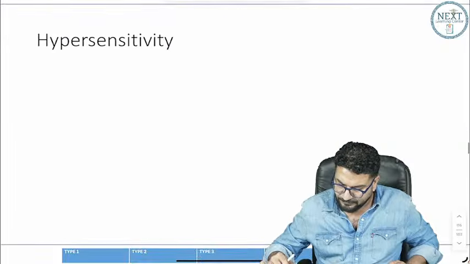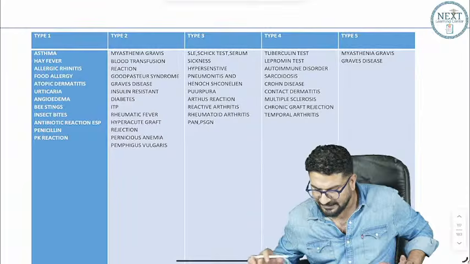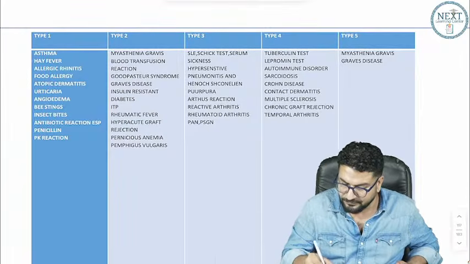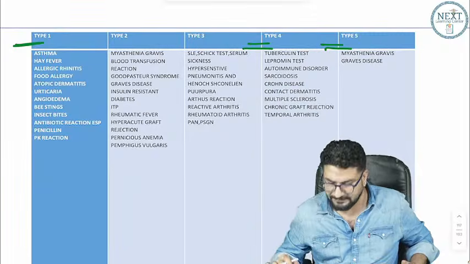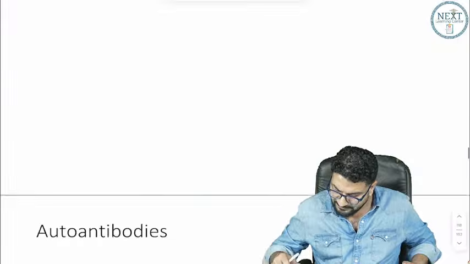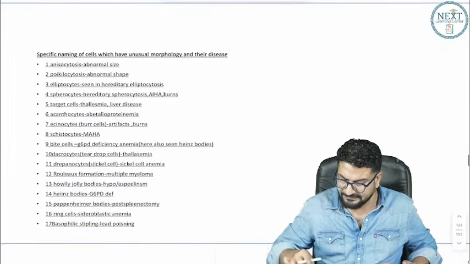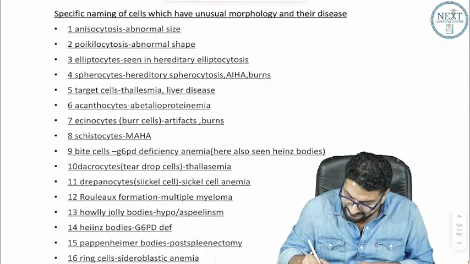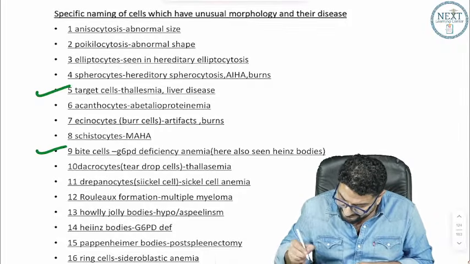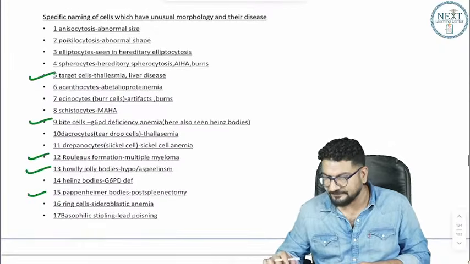Then they ask you questions on hypersensitivity. So this table is also written here. Right? Hypersensitivity table, especially they ask questions on either type 1 or type 4, type 5. This they ask frequently in exam. Then graft rejection, autoantibodies, amyloidosis, immunodeficiency, these are important topics. Then you can see some named morphology in anemia, like where we'll see target cells, where you'll see bite cells, where you will see Rouleaux formation, Howell-Jolly bodies. So these are all the MCQs which they ask in exam.